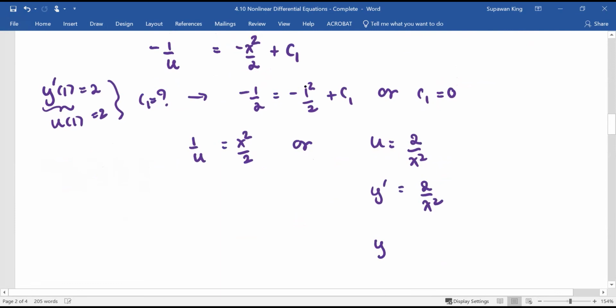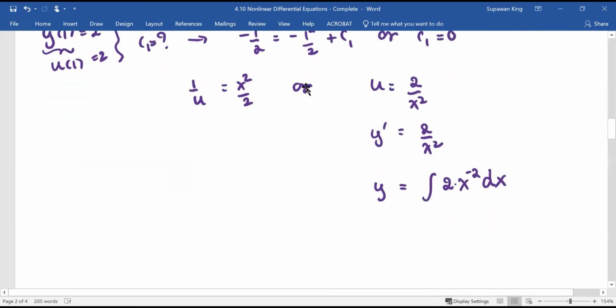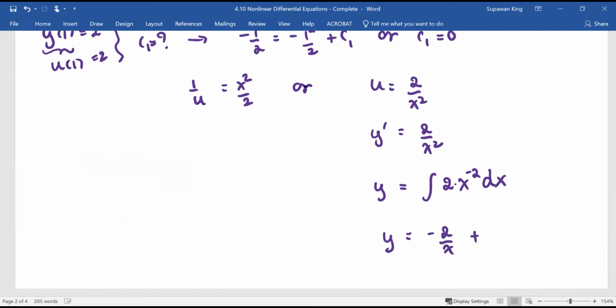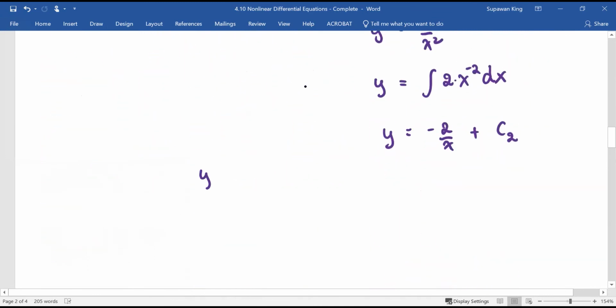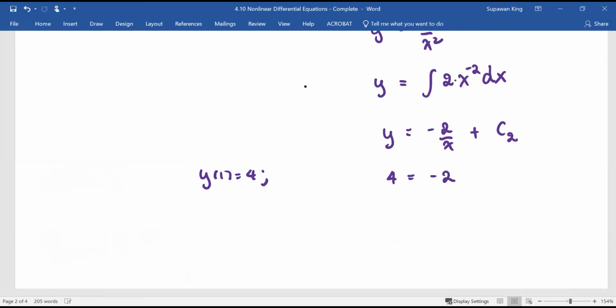And next we're going to integrate to get y, or y equals the antiderivative of 2 times x to the negative second with respect to x. That gives us y equals negative 2 over x plus another constant of integration, c2. With the initial condition y at 1 equals 4, we place it into the equation to get c2. Then we get 4 equals negative 2 plus c2, or c2 equals positive 6. That means our solution is y equals negative 2 over x plus 6.